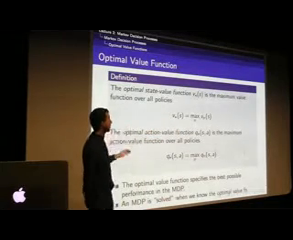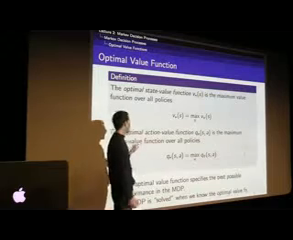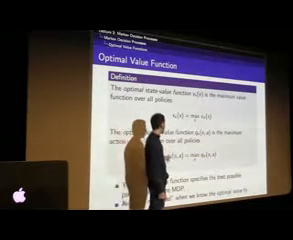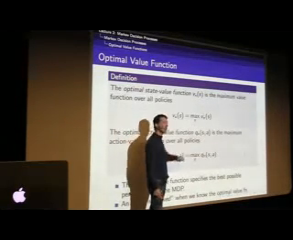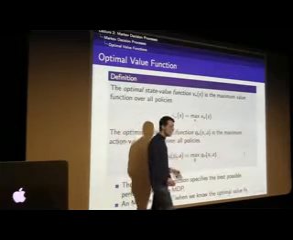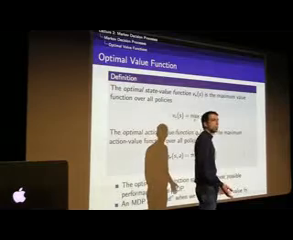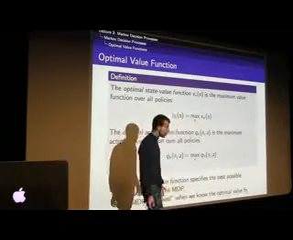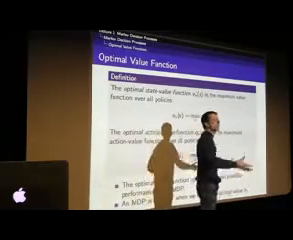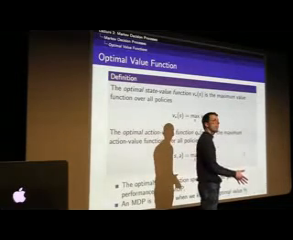Similarly, the optimal action value function, Q star, tells you the maximum amount of reward you can extract starting in state S and taking action A. So given that you actually commit to a particular action, what's the most possible reward you can get from that point onwards? So you start in some state, you know that you're going to take left, but what's the maximal possible reward you can get after you've moved left?